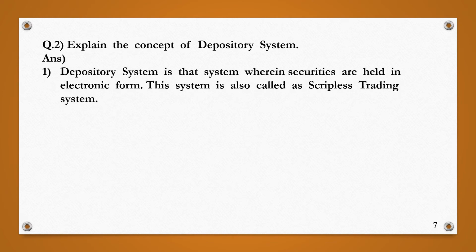Depository system is that system wherein the securities are held in electronic form, or you can say computerized form, or it is even called as dematerialized form. Now, this system is also called as scriptless trading system, because in this system the actual share certificates are not traded, but the shares are traded in electronic form. Thus, the depository system ensures safety of certificates from theft, fake certificates, etc. Not only that, it also has greater speed in exchange and delivery of security certificates.